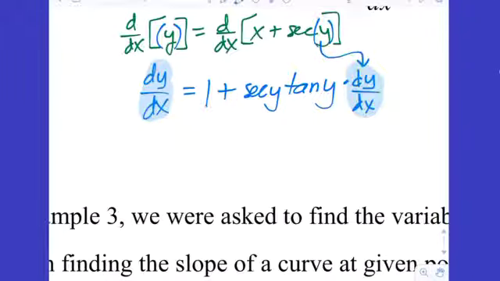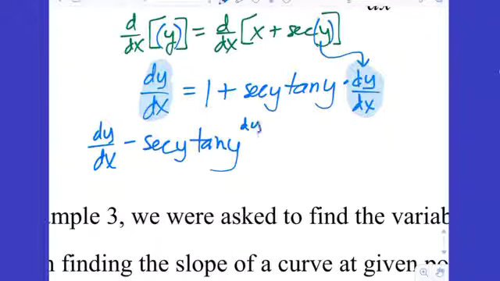So the next thing you're going to do is algebraically collect like terms on the left and constants on the right. So anything with a dy/dx is going to come over to the left. So dy/dx is already there, and he welcomes his new friend, which becomes negative secant of y tangent of y times dy/dx. And on the right-hand side, we left 1 all alone. I think that's how he prefers it.